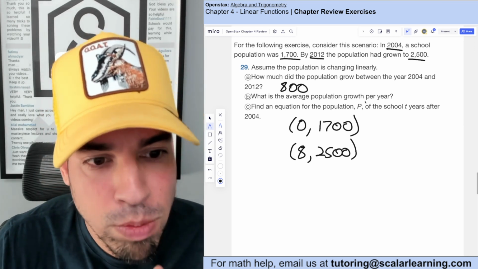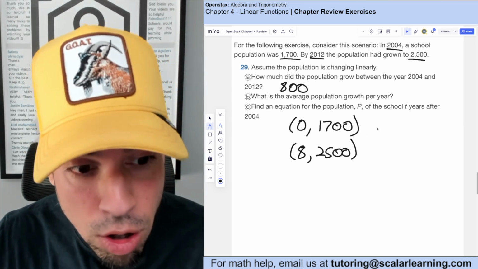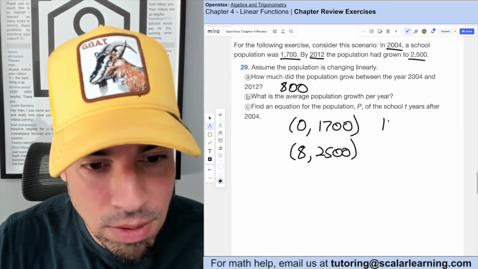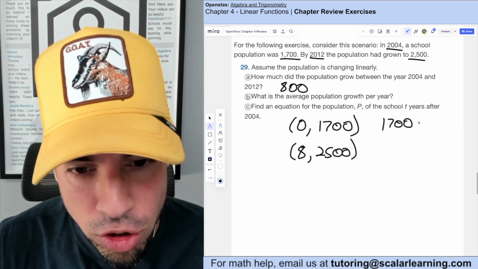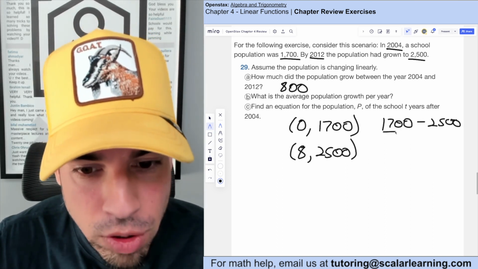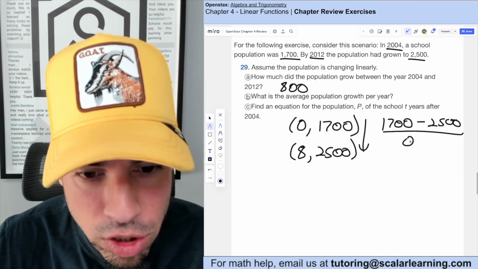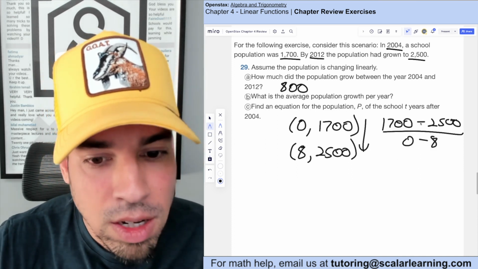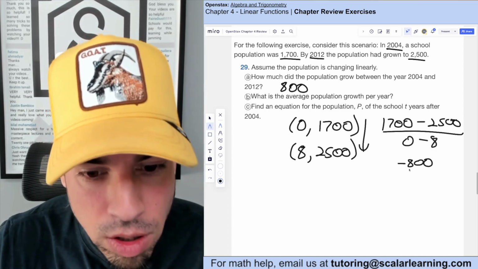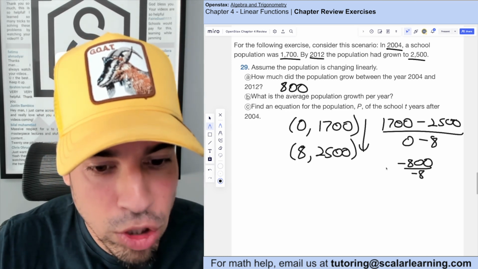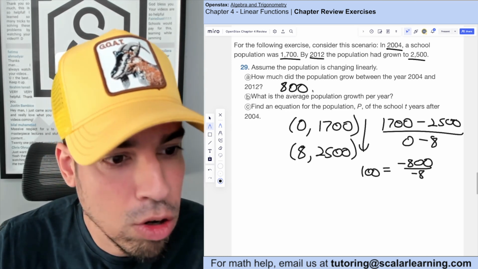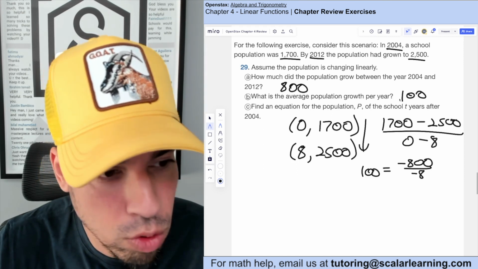What is the average population growth per year? That's our slope. So again, we can just finish this calculation. 1,700 minus 2,500, again, we're subtracting down, over 0 minus 8. So that gives us negative 800 over negative 8, which simplifies to 100. That's our slope, and that's the average population growth per year.